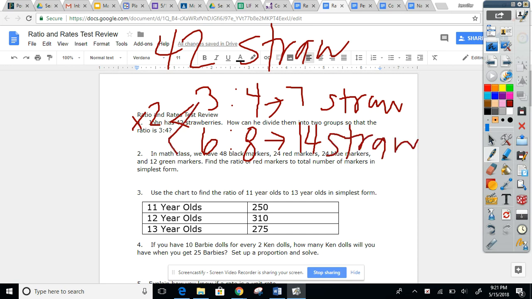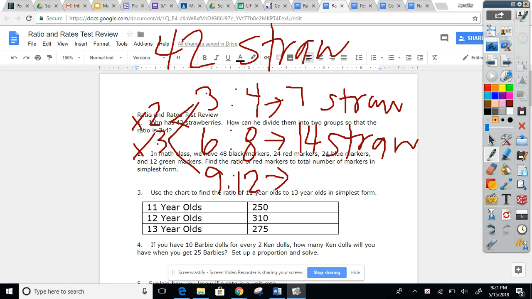Okay, let's keep going. Times 3. 3 times 3 is 9. And that means I have to do 4 times 3. 4 times 3 is 12. Okay, do you understand that what I do to one group, I do to the other? So I said 3 times 2 is 6. That means 4 times 2 is 8. 3 times 3 is 9. 4 times 3 is 12.